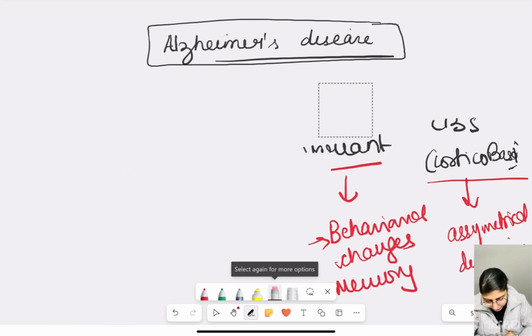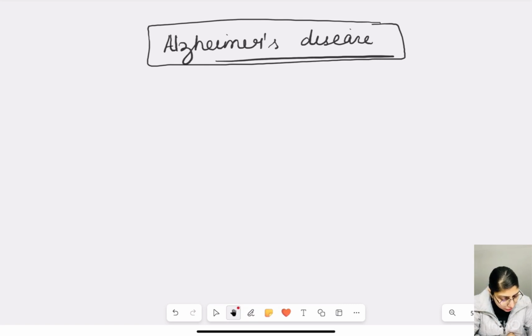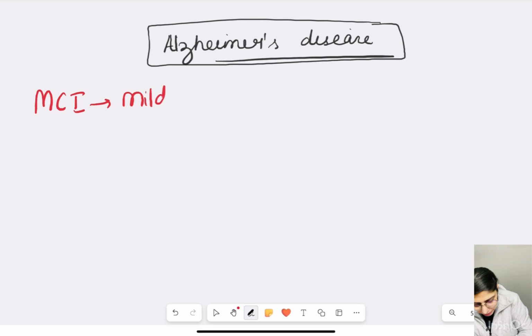So we try to remember that. Now there is something known as MCI, mild cognitive impairment. See, dementia, we only call dementia. There is MCI, mild cognitive impairment.